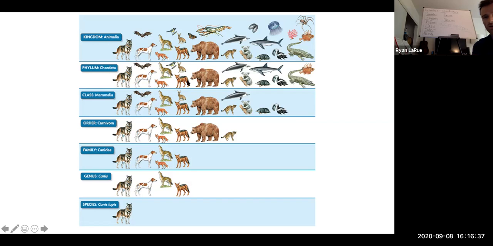Order, Carnivora, and you'll start to notice that as we get further down, we start to lose some organisms, like the koala is a mammal, but it's not a carnivore. Family, Canidae. Genus, Canis. Species, Canis lupus. Commonly known as a wolf.